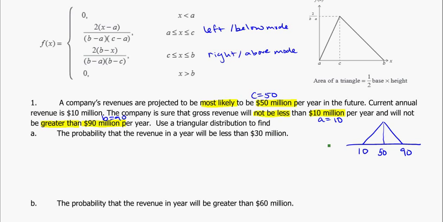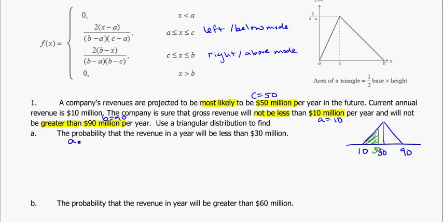So find the probability that the revenue in a year will be less than $30 million. Okay, well, less than $30 million. Let's put 30 on there, somewhere like so. 30. And I want to find all of that stuff there. So remember, there's a few steps for us. We have to make sure that we know that this is the left. This is below the mode. So we're going to use the left-hand formula up here.